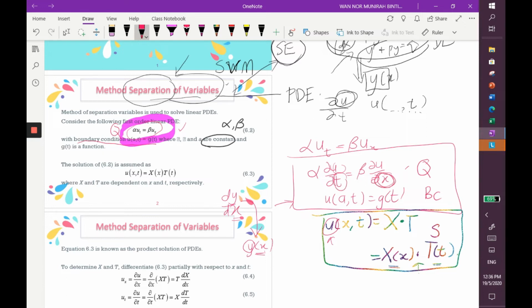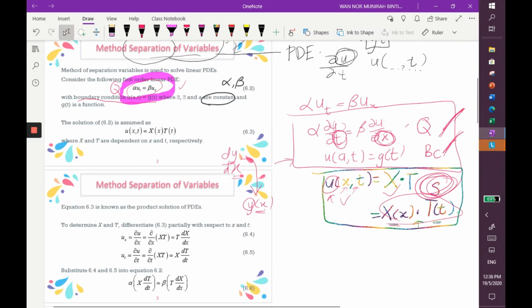More than one independent variable, which are your t and x. That is why your solution consists of x and t, your independent variables. X dot t here is your solution. So in short, the basic PDE must come with the boundary condition. This is your PDE, it comes with the boundary condition, and the solution is u equals X dot T, where X is a function of small x and T is a function of small t. You got the idea? Question, boundary condition and solution.